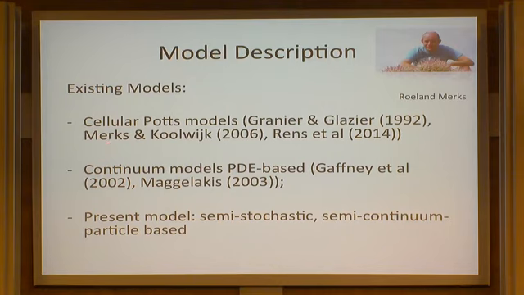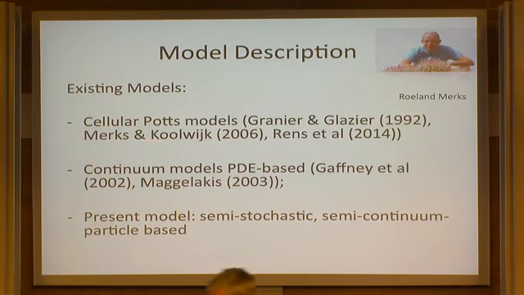My friend Roland Merks, you can see him here, is working in Amsterdam, together with Koolwijk. They developed some models for angiogenesis, as well as Rens, who was one of my previous master students. He is working with Roland at the moment. She was also involved in the development of cellular Potts models. So these cellular Potts models, I think you know them, right?